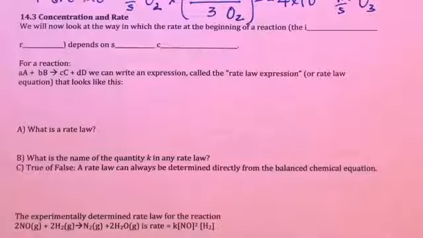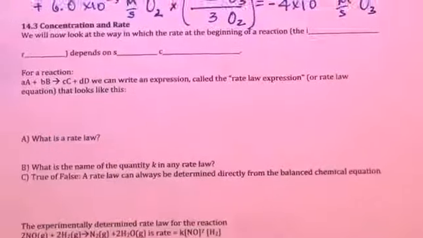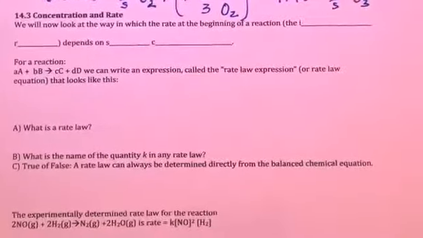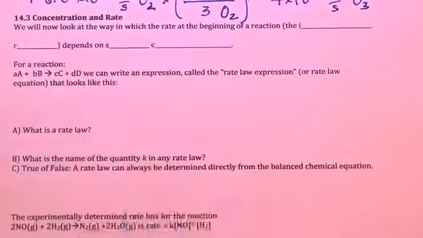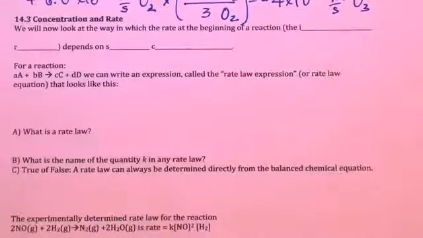Section 14.3, Concentration and Rate. Continuing to talk about Chapter 14, Chemical Kinetics. Make sure you've got this notes sheet out in front of you, and you're able to write down the notes. And you might want to have a calculator and an extra sheet of paper out next to you as well to take some extra notes and show a little mathematics.